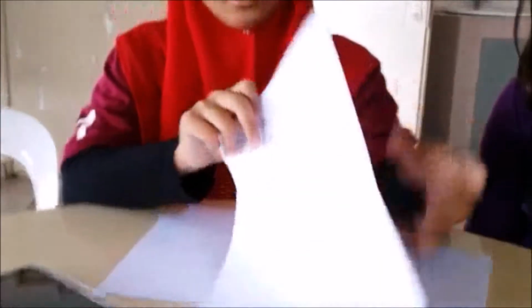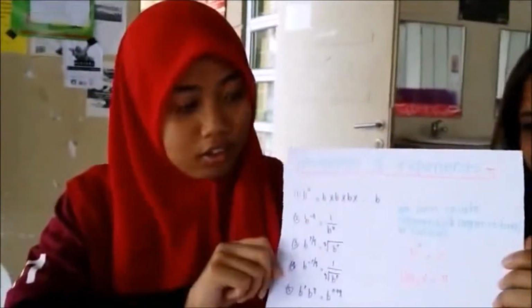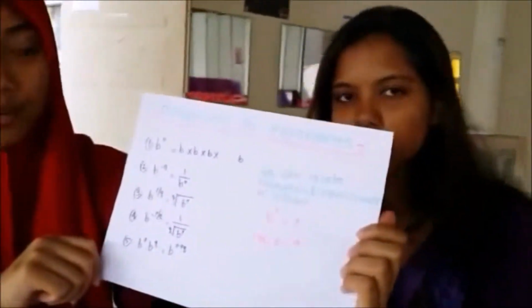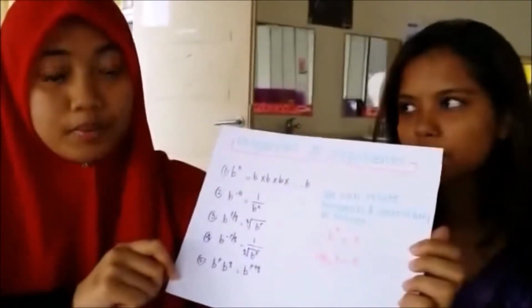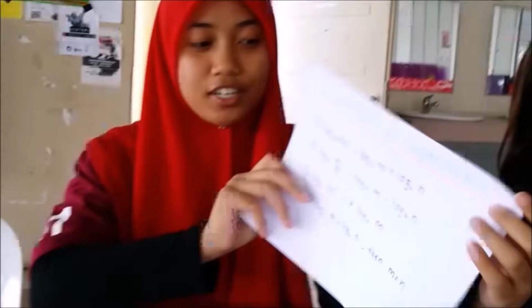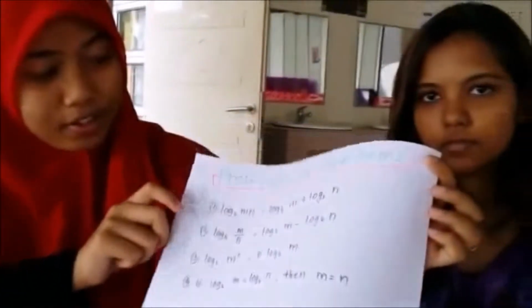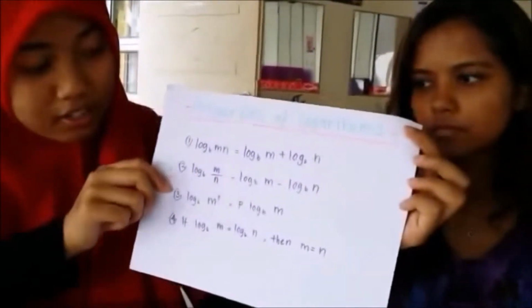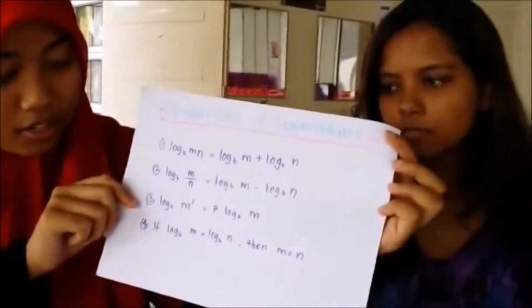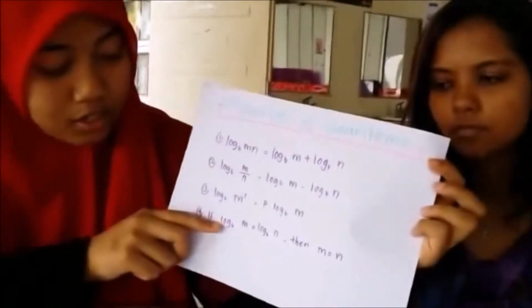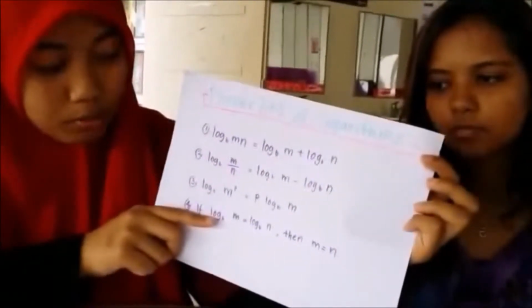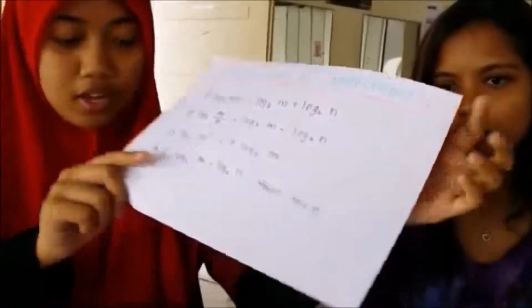Now let's move on to the properties of exponent. These are all the properties of exponent that we have learned in class, and they make our calculation easier. Let's move on to the properties of logarithm. The first one, as we know, is the product. The second one is the quotient, and the third one is the power, and the last one is, we know that the log base is the same, so we can conclude that m is equal to n.